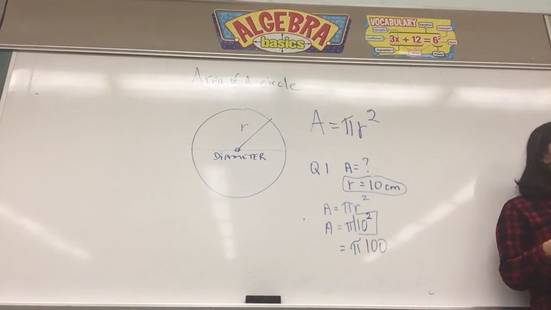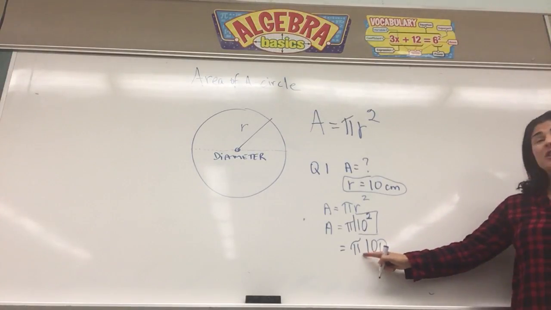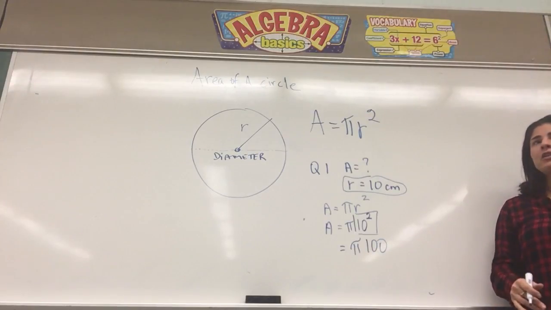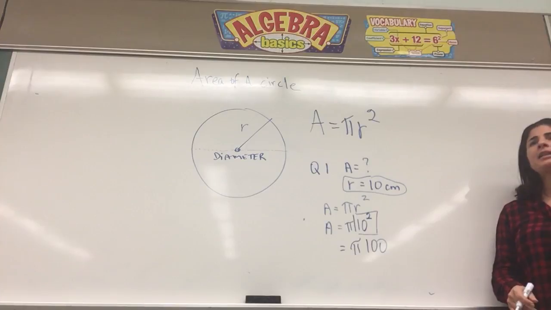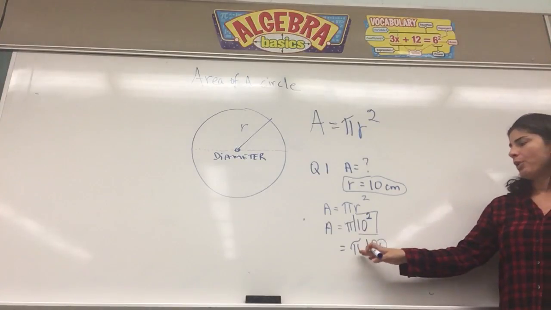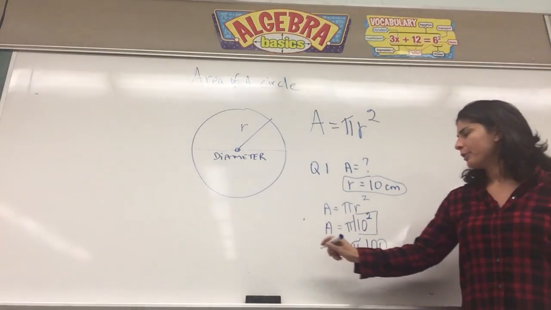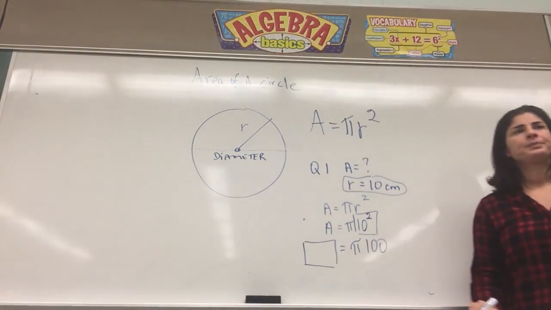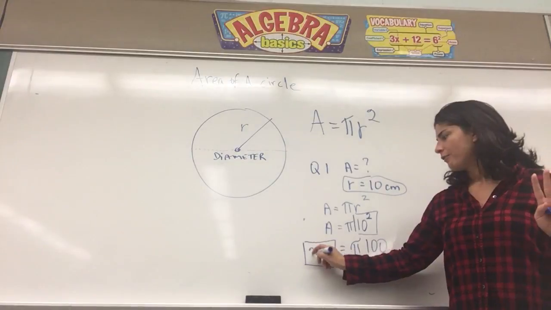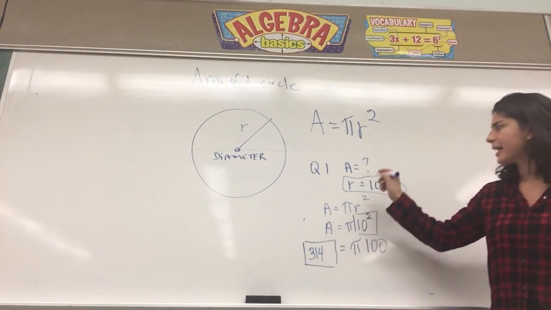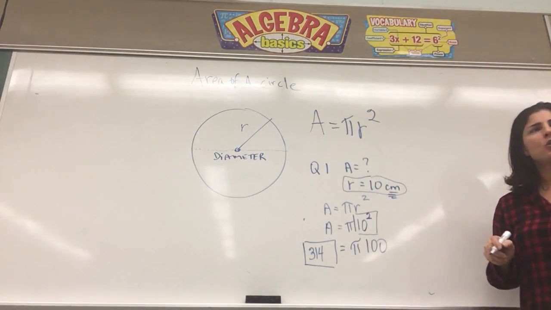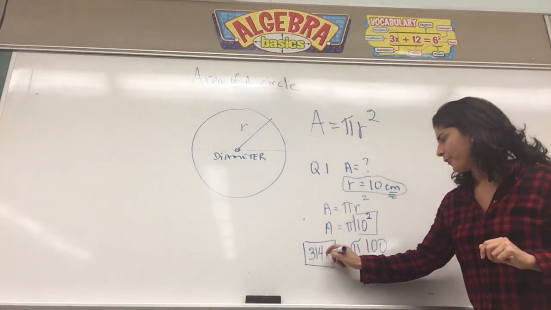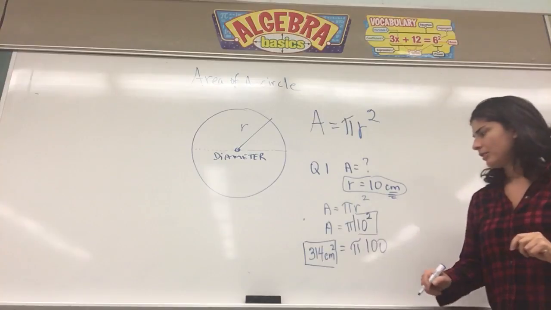If you feel like writing 3.14 and you're scared of that symbol, please do so. And then you take your calculator. Now's the time to take the calculator out and do pi times 100 or 3.14, and you've got the area answer of 314. And because it's area, what do you think my unit is going to be? Centimeter squared. Perfect. Done. You guys are great.